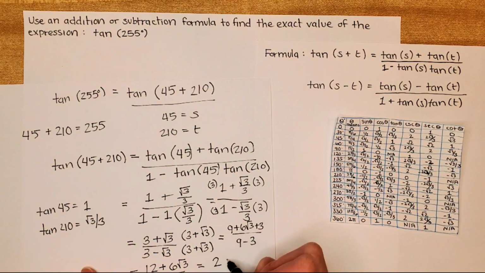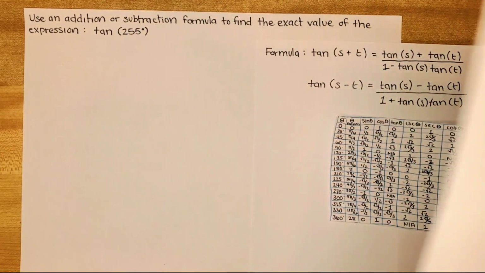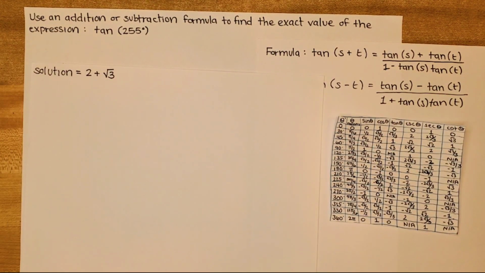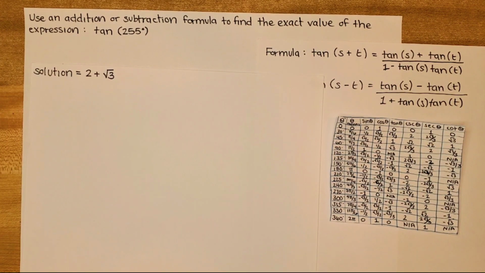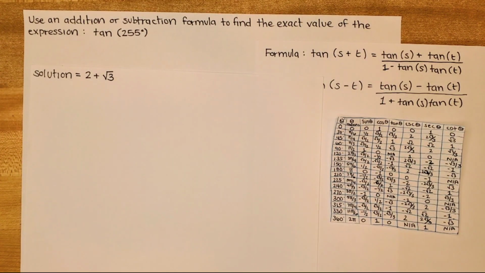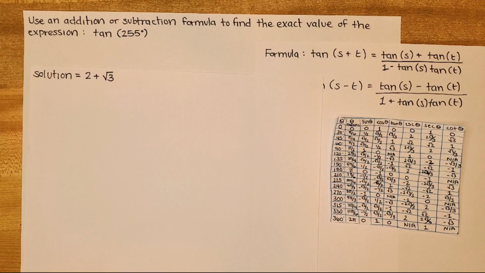And so the final product that we're going to be left with is 2 plus the square root of 3. That is going to leave us with a solution of 2 plus the square root of 3. And that will be the exact value of our tangent of 255.